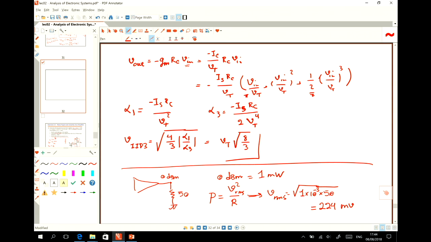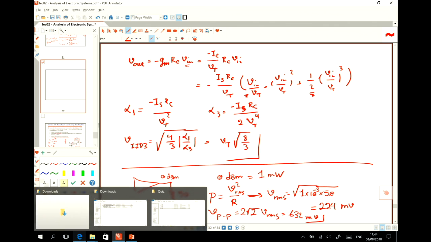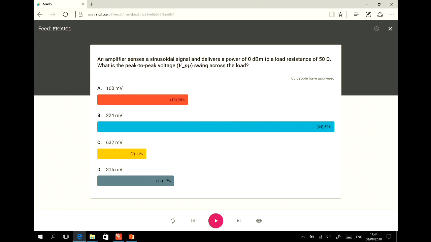And then what's the peak to peak? It is 2 times the square root of 2 times V RMS, which is 632 millivolt. So it seems that only 7 people are on track, and it's not very good.